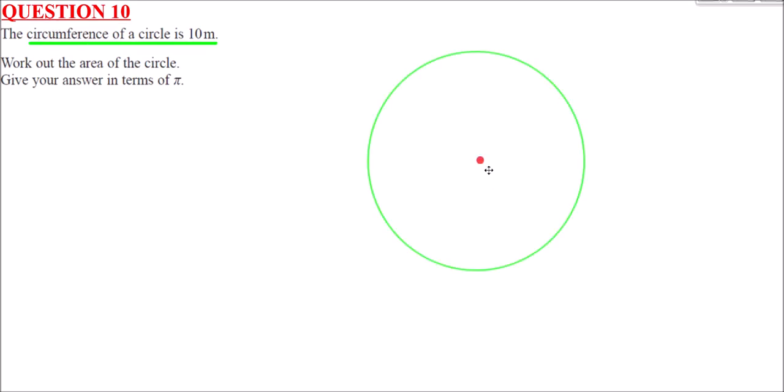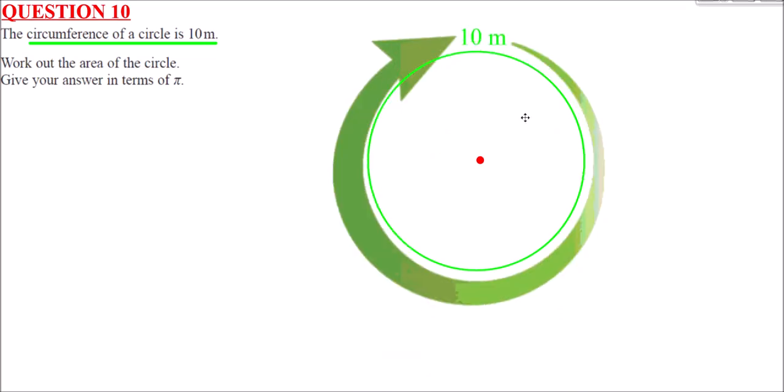So here's a circle. In red is the center. Well, roughly the center, it's not perfect. And green is the circumference. So what this means is the length all the way around the outside of a circle is 10 meters. So to emphasize this, there we go, that's 10 meters. But we don't want the circumference, we've been asked to work out the area.